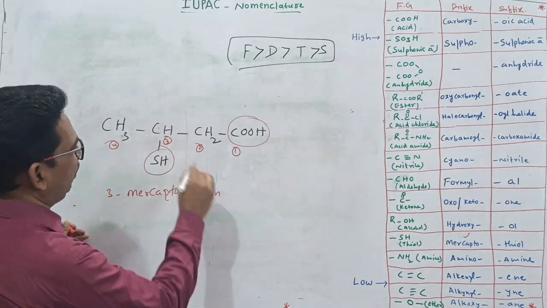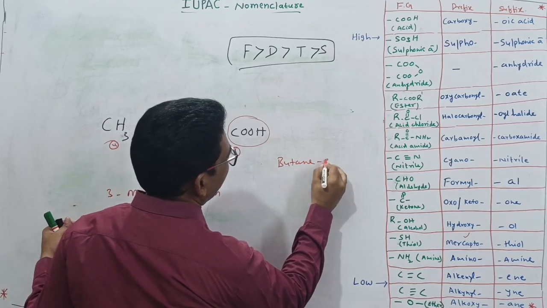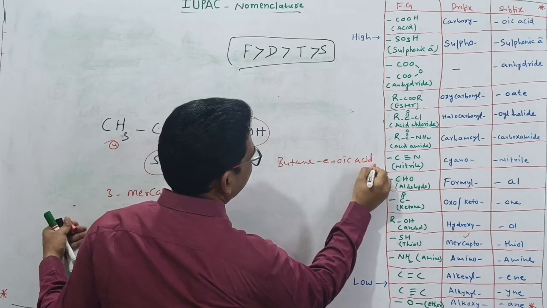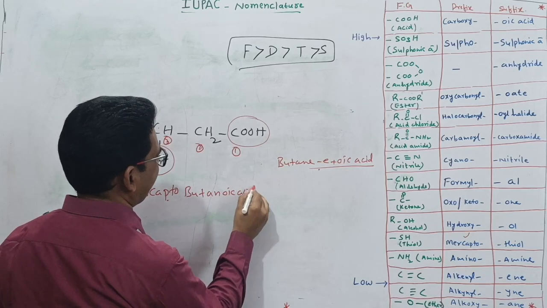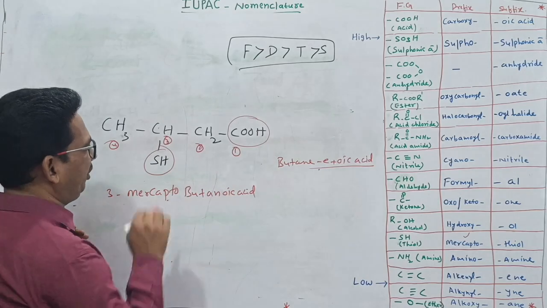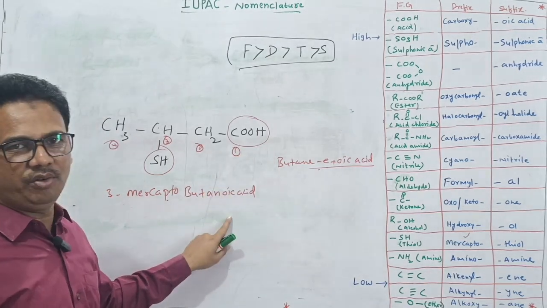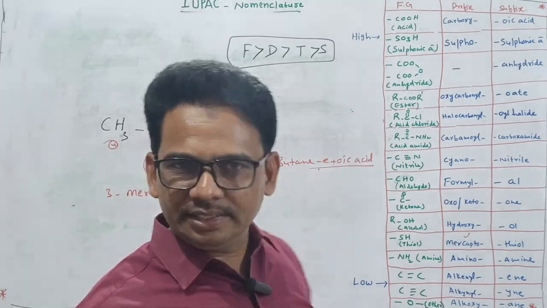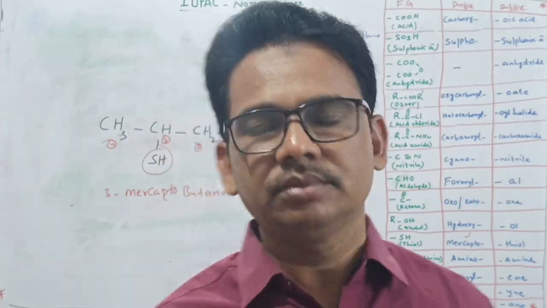Because butane minus E plus OIC acid, then what will it become? Butanoic acid. समझ गए? 3-mercaptobutanoic acid. एसिड ग्रुप को मैं नंबर यहाँ पे नहीं मेंशन किया हूँ. Why? Because this acid group is present at the first position. When it is present at the first position, no need to mention. Okay.